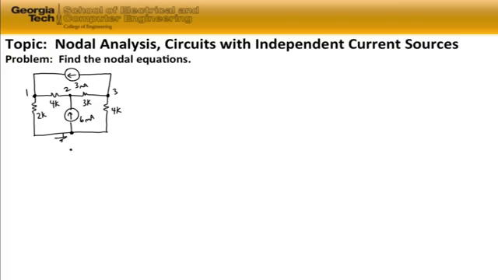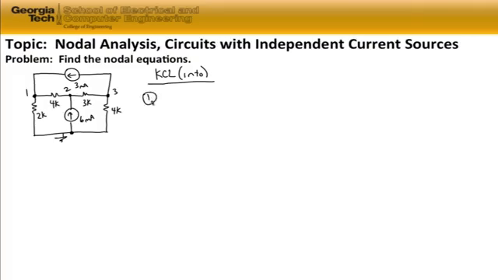So we're going to sum the currents into each one of those nodes using Kirchhoff's current law, noting that Kirchhoff's current law can be applied whether you sum the currents into or out of each of the nodes. We just need to be consistent throughout the problem. So in this problem, we're going to sum the currents into each of those nodes, starting at node 1.